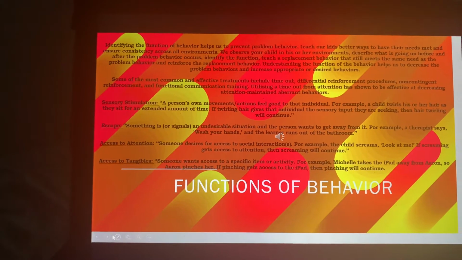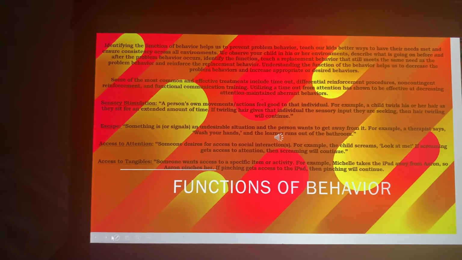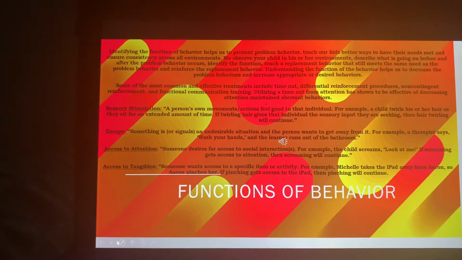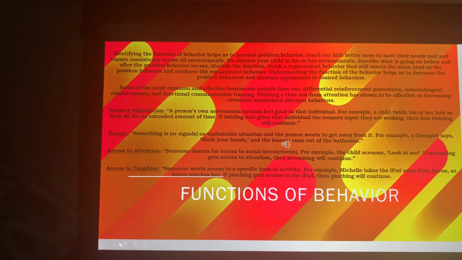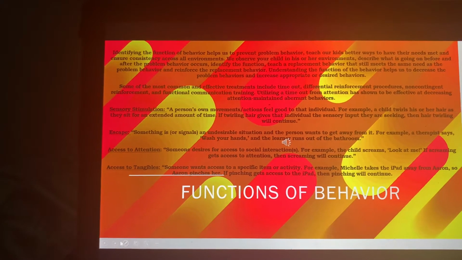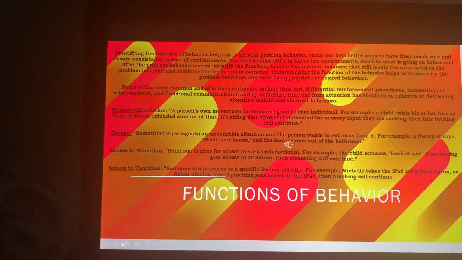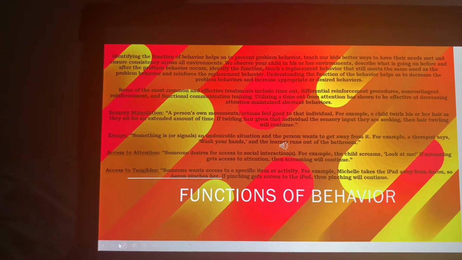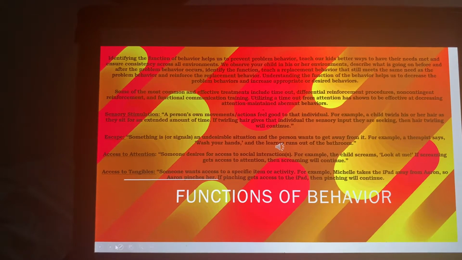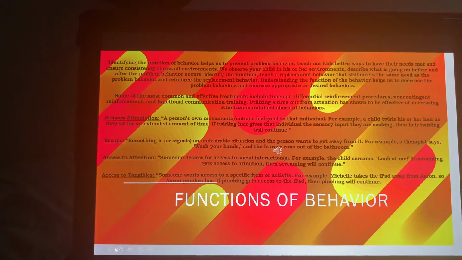Understanding the function of the behavior helps us to decrease the problem behavior and increase appropriate or desired behaviors. Some of the most common and effective treatments include timeout, differential reinforcement procedures, non-contingent reinforcement, and functional communication training. Utilizing a timeout for attention has been shown to be effective at decreasing attention-maintained aberrant behaviors.